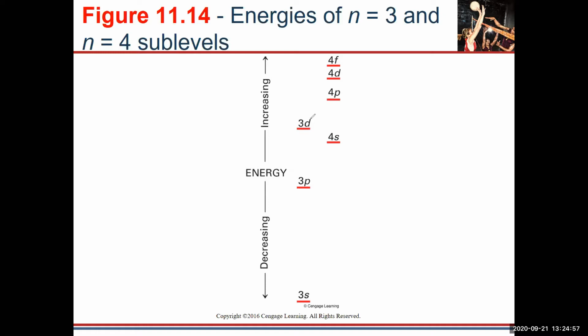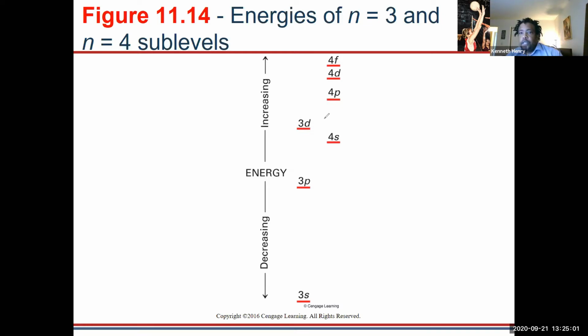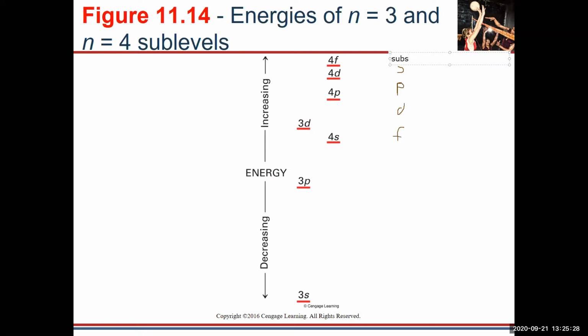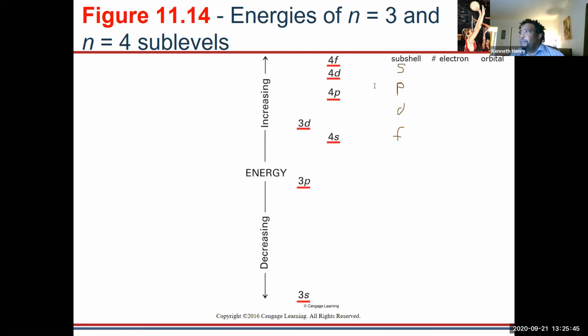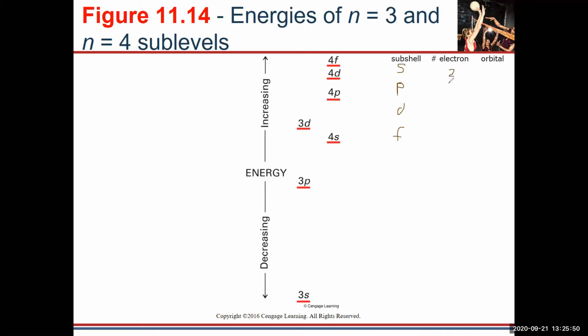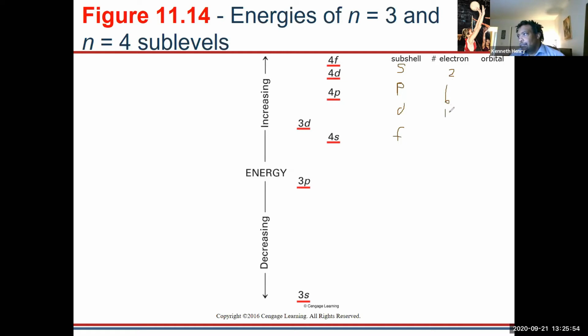Okay, so let's do a quick refresher. What are the subshells? Since we've been talking about them already, you guys should help me out here. The s subshell, the p subshell, the d subshell, and the f subshell. How many electrons can the s subshell hold? 2. What about the p subshell? 6. The d subshell? 10. The f subshell? 15, 14.